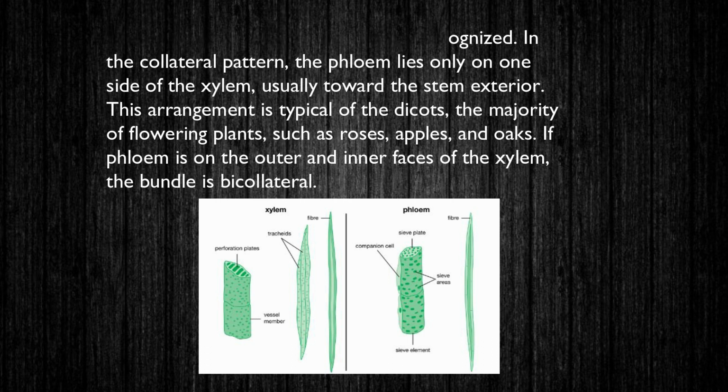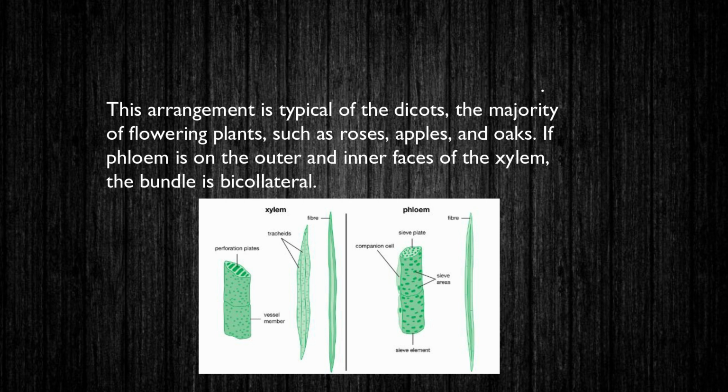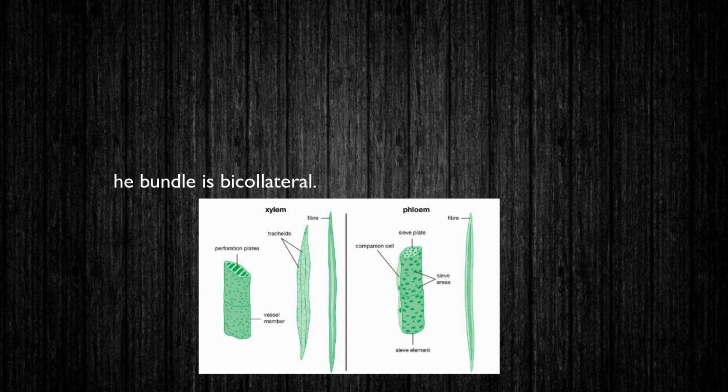Closed bundles lack cambium and are unable to continue growth laterally. They are typical of monocots, such as grasses, lilies, and palms, in which they are scattered in two or more rings in the stem.